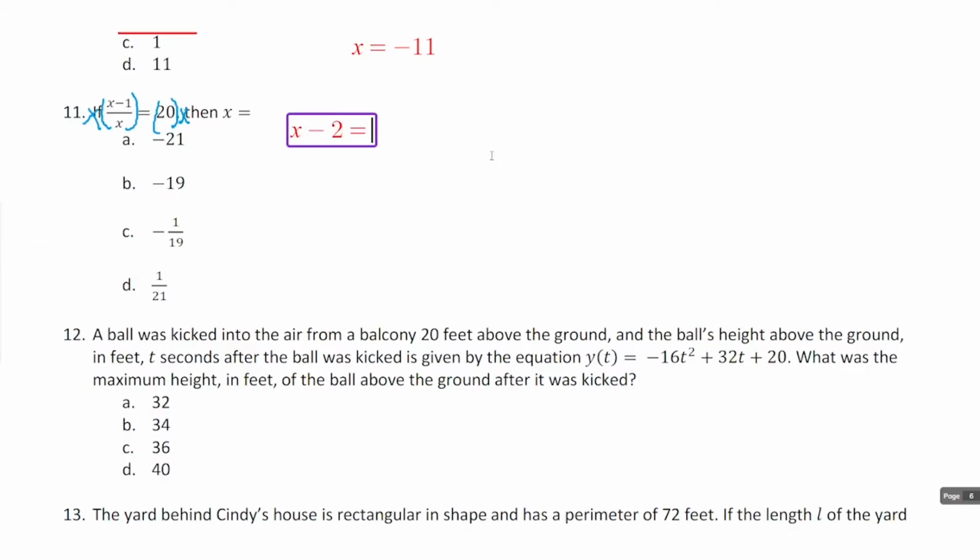X minus 1 then would equal 20x. Then I can subtract x on both sides to get negative 1 equals 19x. Then if I divide both sides by 19, I'm going to get x equals negative 1 over 19, and our answer is C.